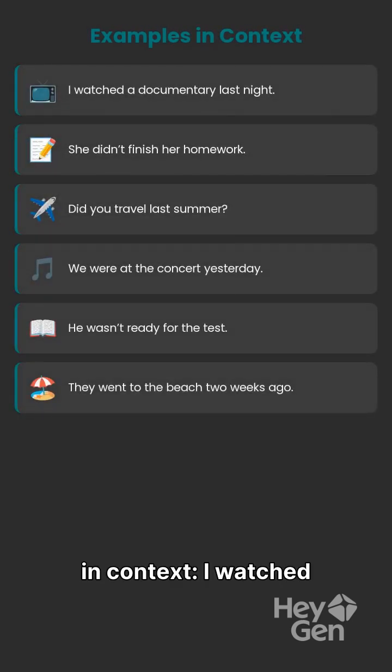Here are some examples in context. I watched a documentary last night. She didn't finish her homework. Did you travel last summer? We were at the concert yesterday. He wasn't ready for the test. They went to the beach 2 weeks ago.